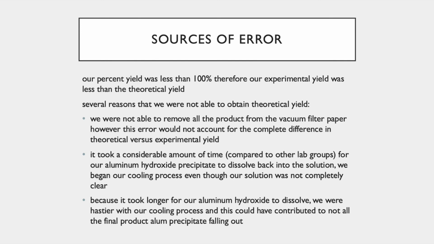Another source could have been the amount of time it took for our precipitated aluminum hydroxide to dissolve back into the solution. Unfortunately, we started the cooling process before the aluminum hydroxide was fully dissolved, and this could have reduced the amount of final product we collected. Another source of error could have come from the final step of the lab, when the alum was supposed to fall out of the solution. We may not have allowed the precipitate to completely form, therefore reducing the final amount of product we collected.